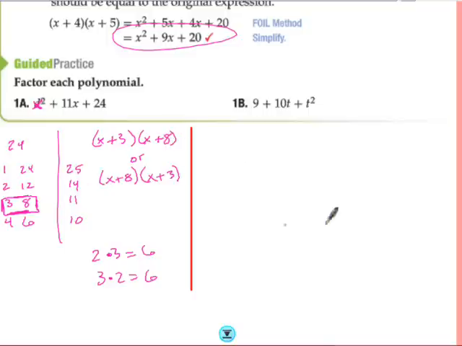Now, on 1b, I am going to give you one hint that makes it easier. Let's change the order. Let's rewrite this as t squared plus 10t plus 9. Go ahead and pause the video right here, and then unpause it when you're done working the problem.